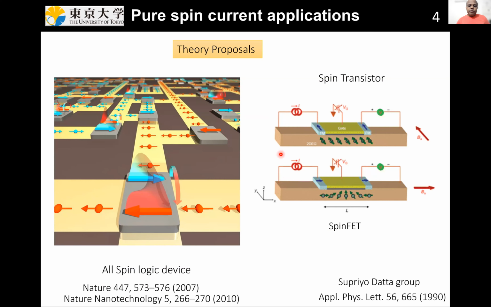And also people are trying to understand a field effect transistor, which will be based on spin current instead of a charge current, where you can switch on and off the spin current by using a gate voltage. This was initially proposed in the 1990s by Supriyo Datta. And these are all theoretical proposals and have never been realized at room temperature so far.